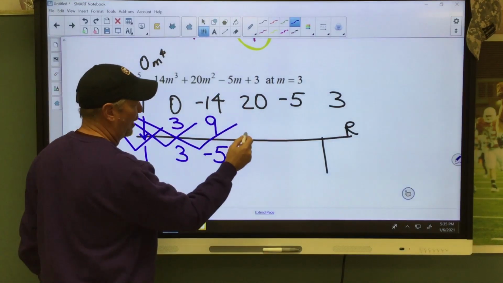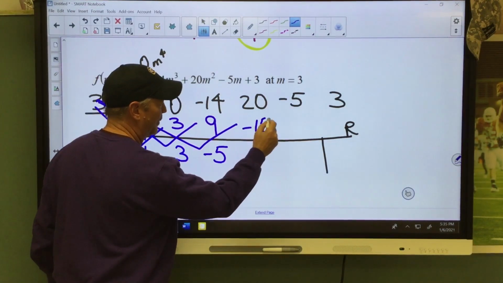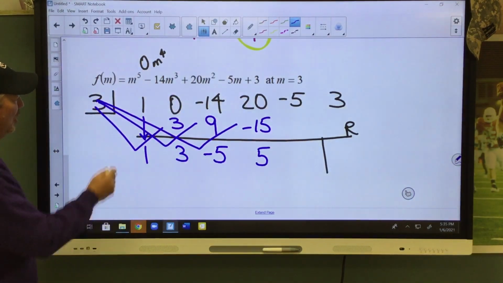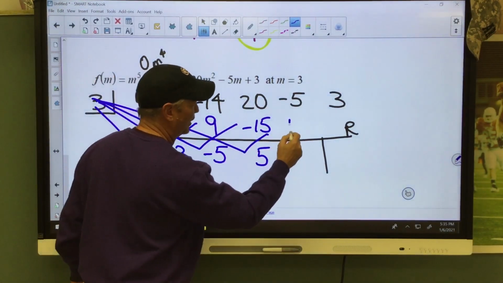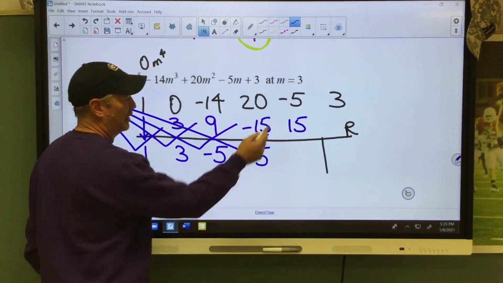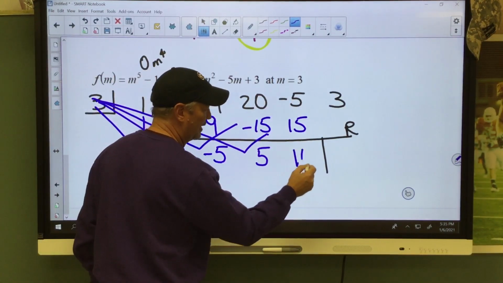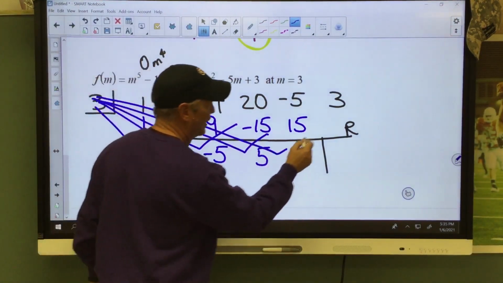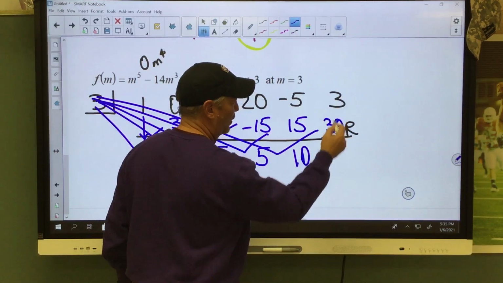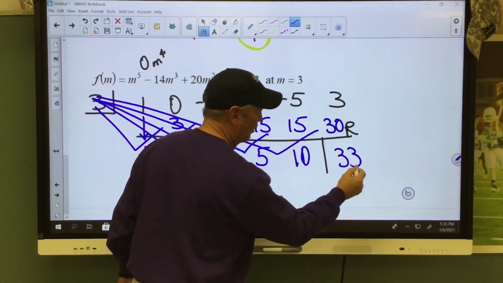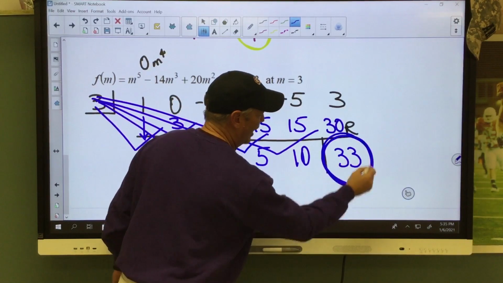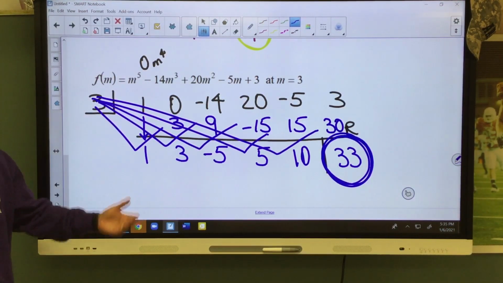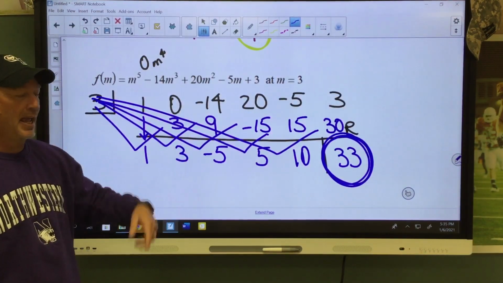3 times negative 5 is negative 15. Leaves us with a positive 5. 3 times 5 is a positive 15. This leaves us with a positive 10. 3 times 10 is 30. When we combine like terms, we end up with 33 as our remainder. And that is the answer. That's all there is to it. The remainder is the answer.